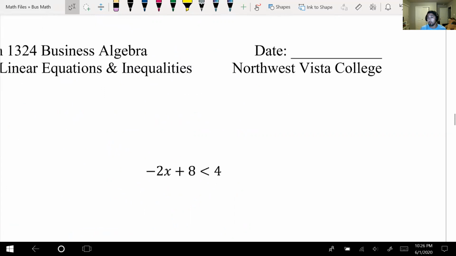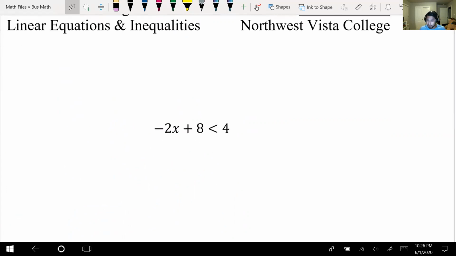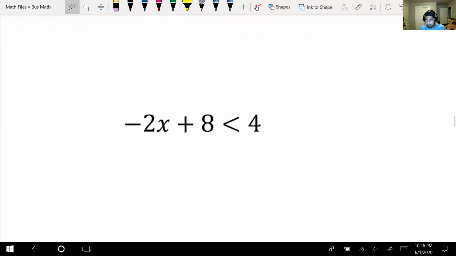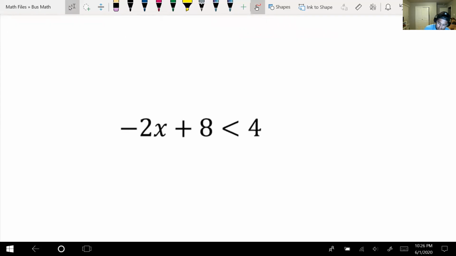Moving on. Oh, thank goodness. This one looks easy, right? All right. So let's go ahead and solve this one. We'll get x by itself, which means we'll subtract 8. So minus 8, minus 8.